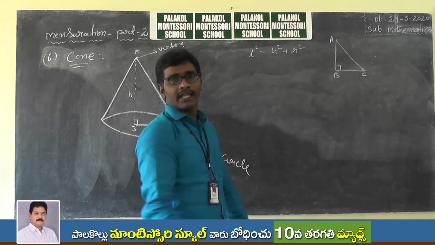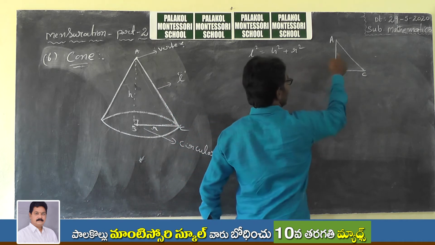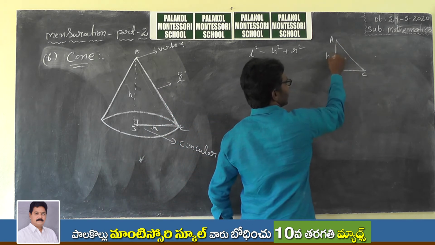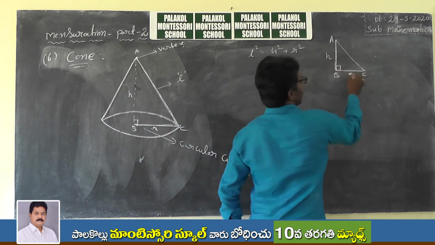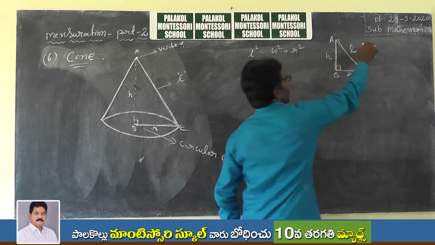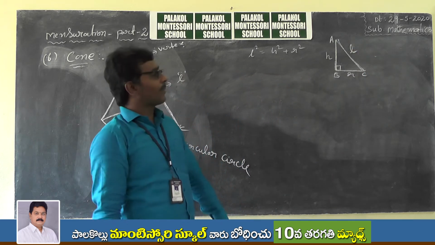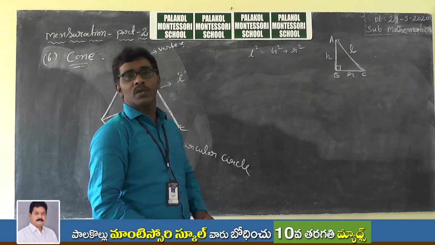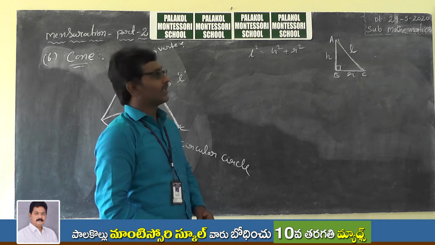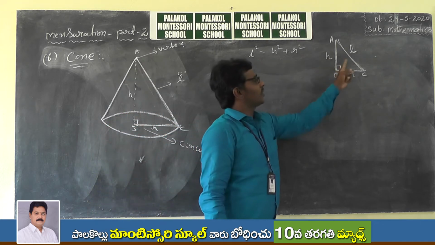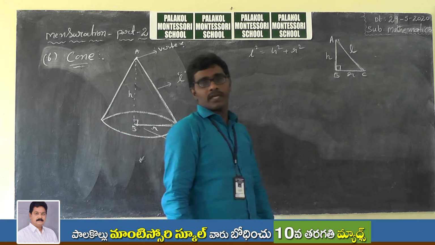Right angle triangle. From the figure, it forms a right angle triangle. This is the height, this is the radius, this is the slant height L. Immediately apply the Pythagoras theorem: hypotenuse square is equal to side square plus side square. That's why I write L square is equal to h square plus r square.